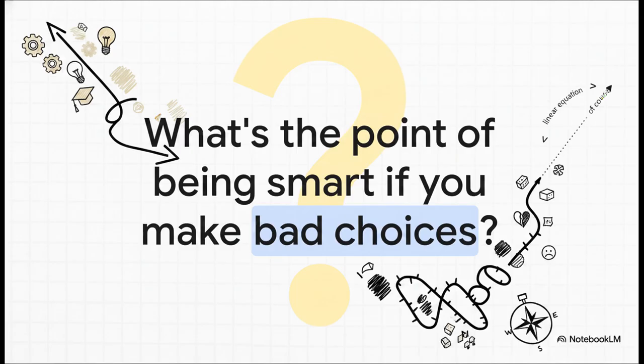Think about this for a second. What is the point of being incredibly smart and mathematically educated if you just go out into the world and make bad, immoral choices that end up hurting yourself and other people? Academic intelligence is an amazing tool, but without a moral compass, it can so easily lead you off course.